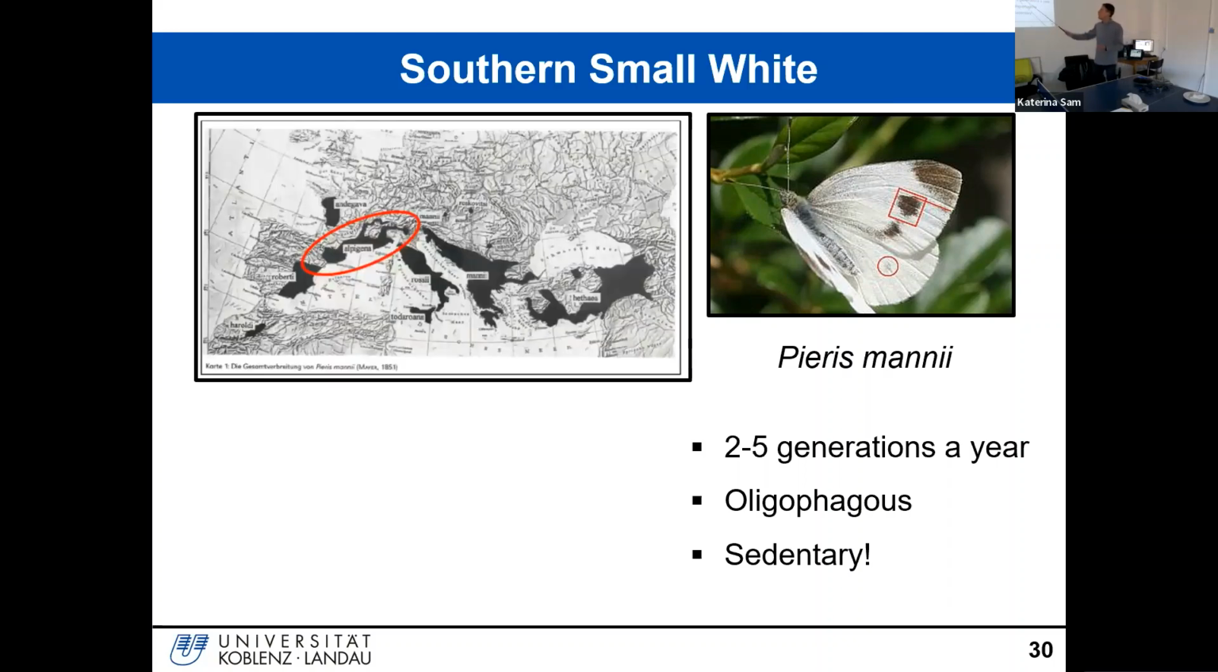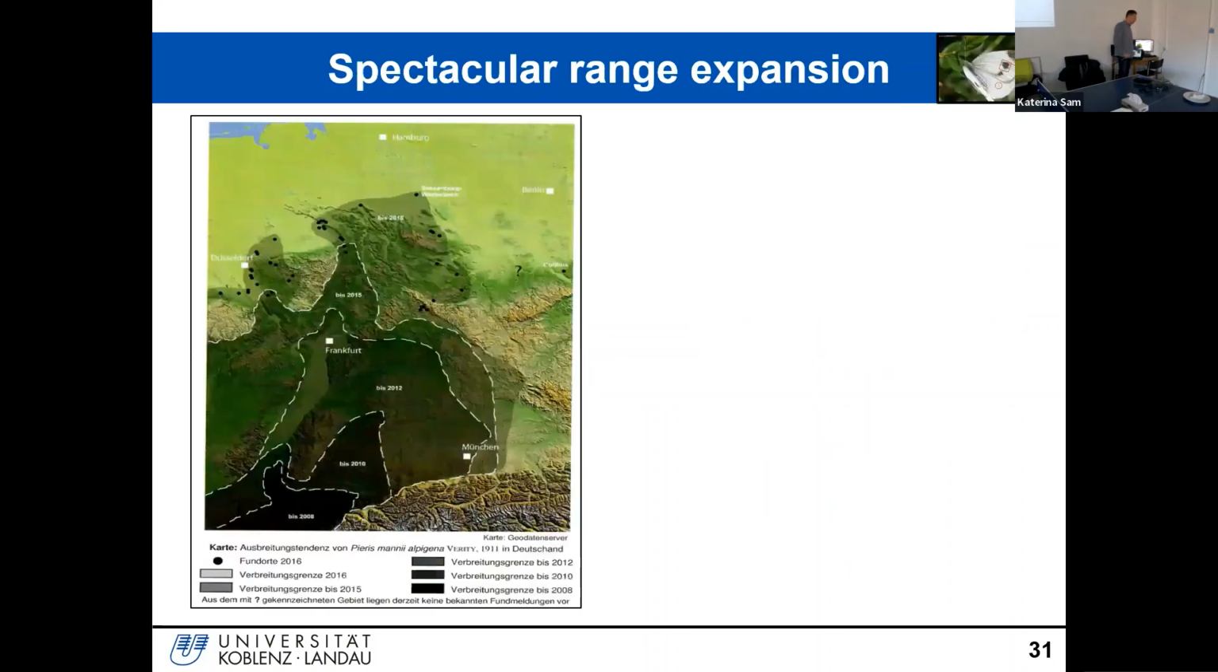You here see the largely Mediterranean distribution of this butterfly. I would like to draw your attention to this subspecies, Alpigena, because this did a really strange thing. It was first recorded in Germany in 2008. Ten years later, it reached the North Sea. So within 10 years, a range expansion of 1,000 kilometers to the north. It's quite a lot, I would say, for a sedentary butterfly.